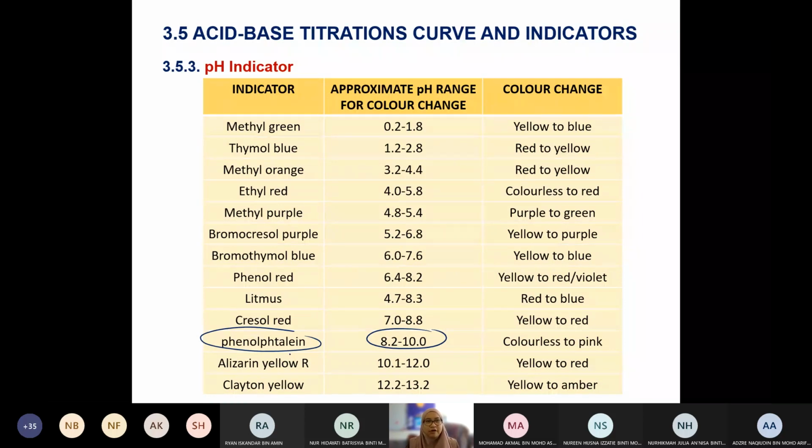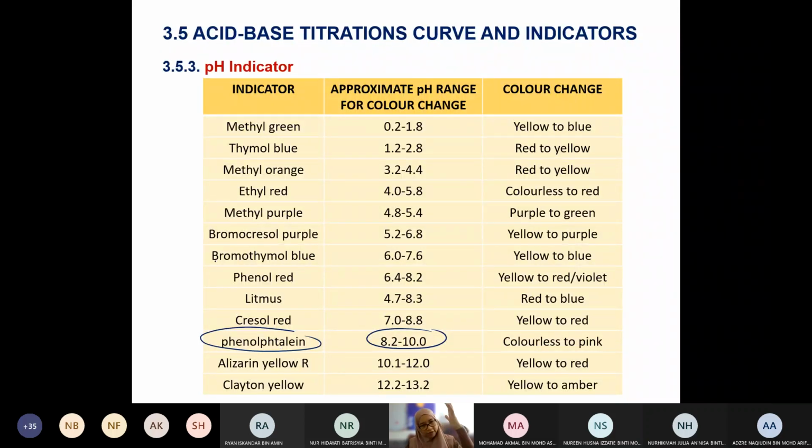Sometimes kita just nak tahu, okay, aku dah kena stop dekat this. Once it changes color to pink, stop. Ada orang buat reaction macam tu. Ada orang nak tahu exactly. If you want to know exactly using the indicator, that means you have to choose other indicator other than phenolphthalein.